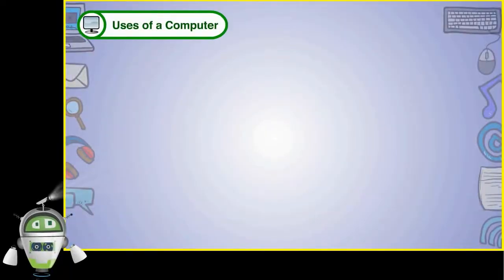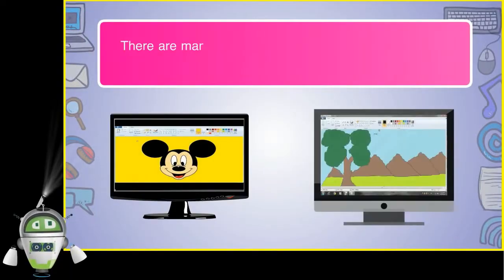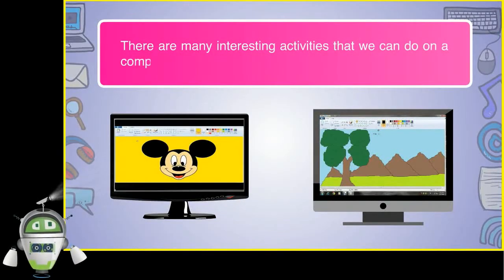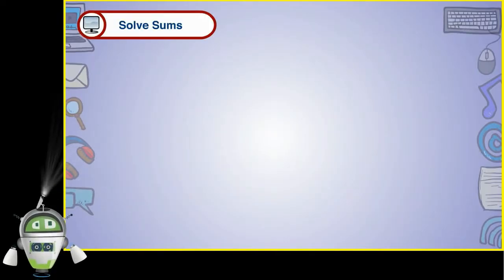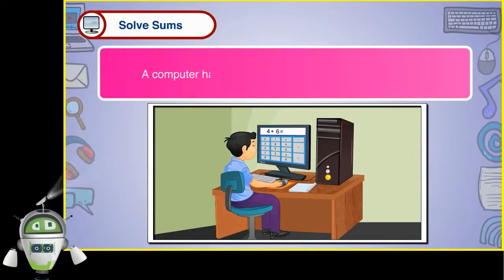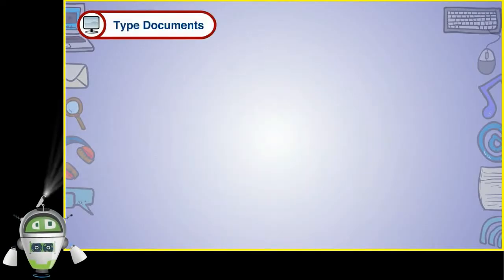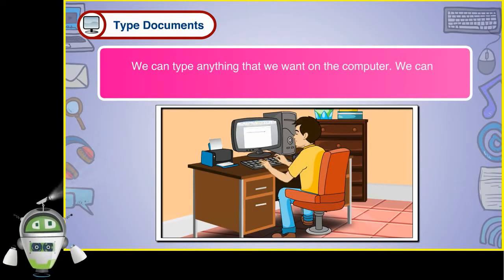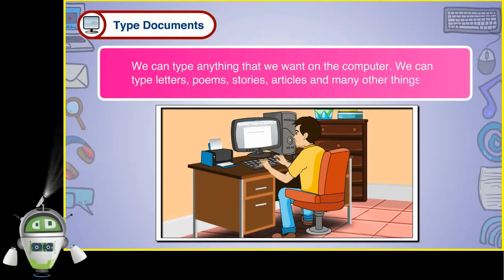Uses of a computer. There are many interesting activities that we can do on a computer. Let us learn about them. Solve sums. A computer has a calculator which is used to solve sums. Type documents. We can type anything that we want on the computer. We can type letters, poems, stories, articles, and many other things.